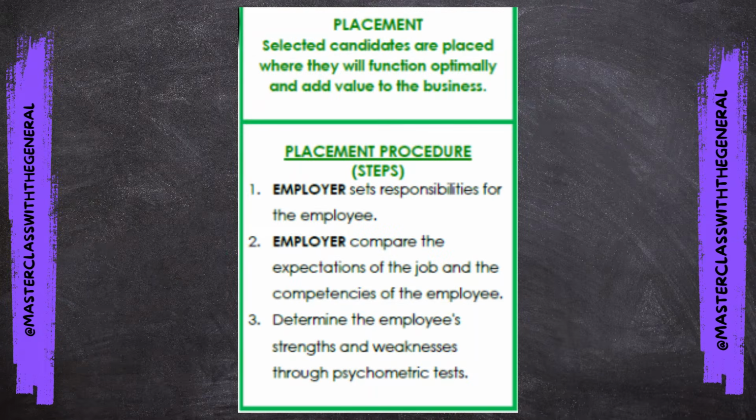So we look at the job, and we also look at the person and see which job they are most fitted to. Only then can we place them there. Number three, determine the employee's strengths and weaknesses through psychometric tests. So this may even get to the point where we do some psychometric tests to see what type of personality this person is so we can put them in the right place. But after all is said and done, the job of placement is to make sure that every employee is placed in the right position where they are going to add the most value to the business.